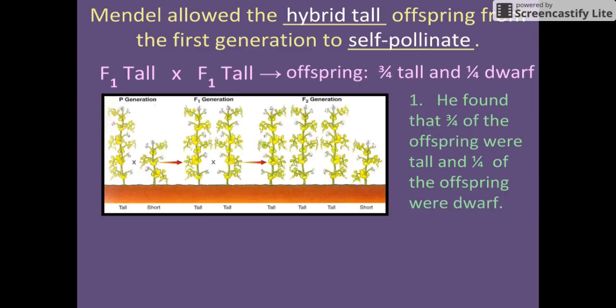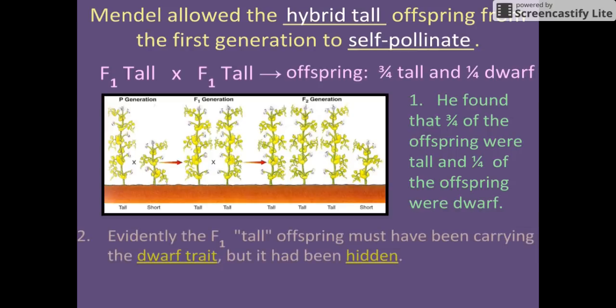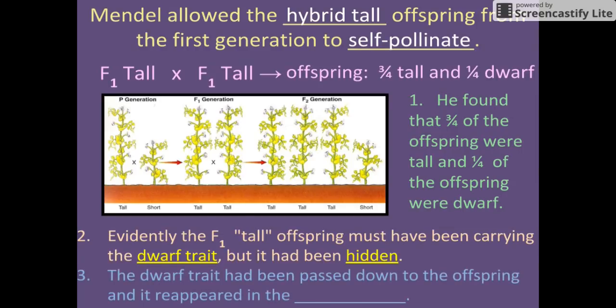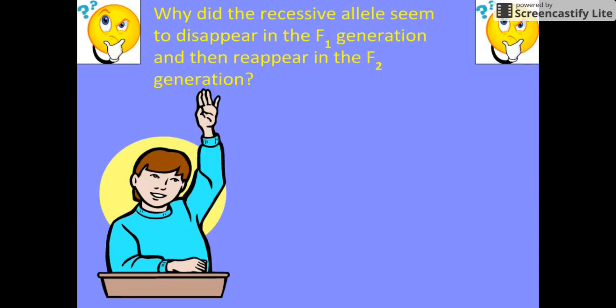He found that 3/4 of the offspring were tall and 1/4 of the offspring were dwarf. Evidently, the F1 tall offspring must have been carrying the dwarf trait, but it had been hidden. The dwarf trait had been passed down to the offspring, and it reappeared in the F2 generation, the second generation of offspring. Why did the recessive allele seem to disappear in the F1 generation, then reappear in the F2 generation?